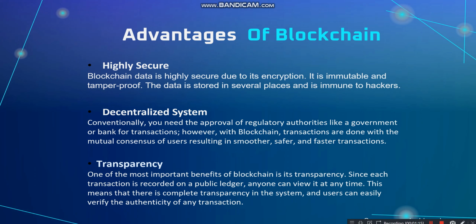Next is transparency. What does that mean? That you can even verify every transaction that is stored in blockchain. There are two keys, public key and private key. Public key is the key which is accessible to everyone just to verify whether the transaction is correct or not. So this is another advantage of blockchain.